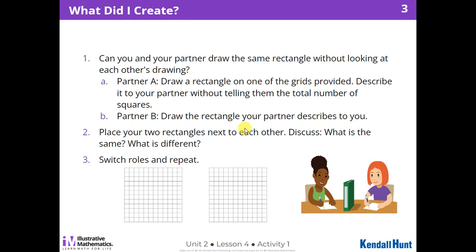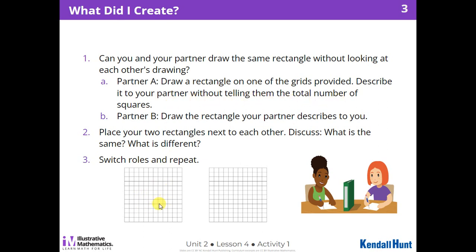Okay, so next there's an activity we have to figure out how we can do it virtually. The activity is similar: they are given different grid papers and square tiles like this. They place a file between the students and they make any rectangle they want to make, right? Then they describe it to their partner. For example, let me read it from here. Partner A, draw a rectangle on one of the grids provided, describe it to your partner without telling them the total number of squares.